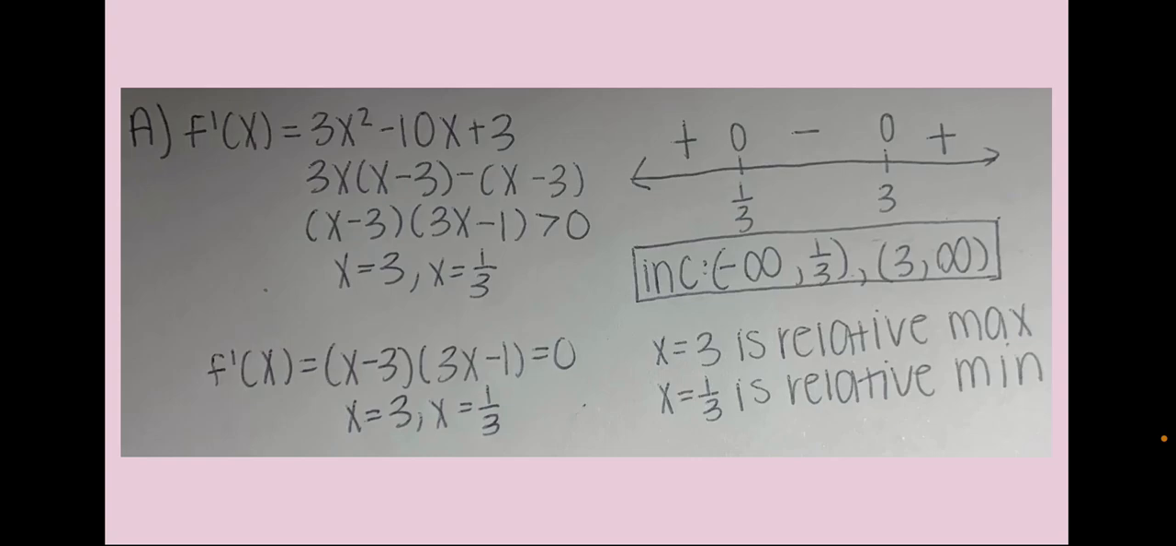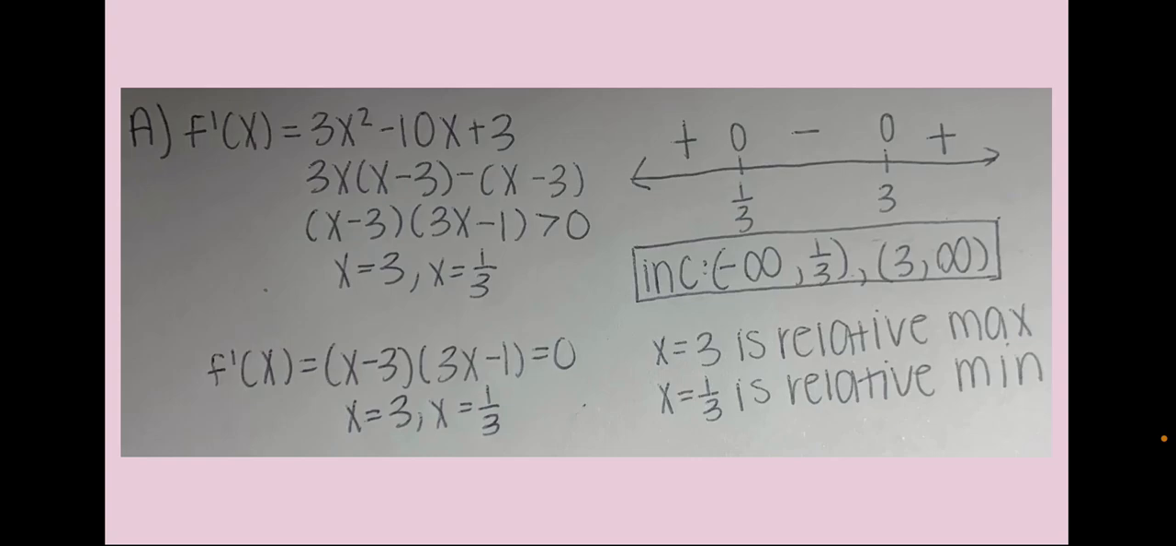The intervals that are positive are the intervals that are increasing, so you can see that f is increasing on the intervals negative infinity to 1/3 and 3 to positive infinity. So to find any extrema, f prime must be equal to 0. From the previous part of this question, we know that the critical points are x equals 3 and x equals 1/3. Looking at the sign chart again, we can determine if the critical points are relative minimums or relative maximums.